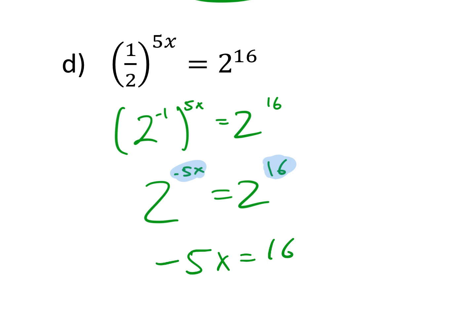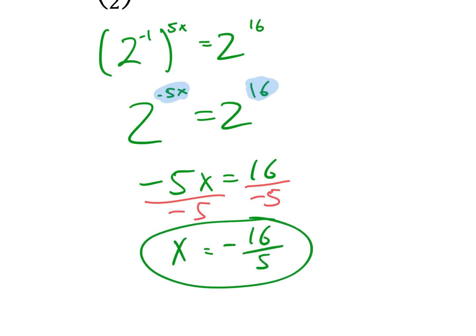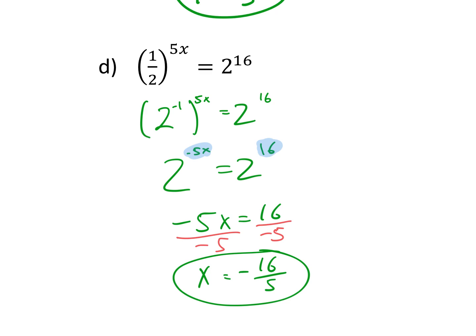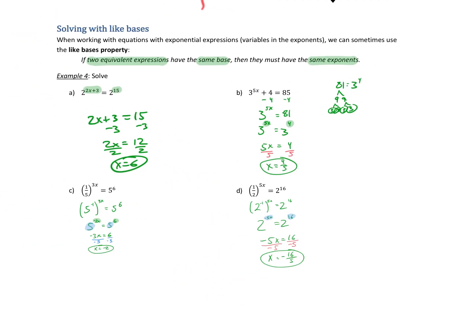All right, and divide by negative 5. 16 divided by 5 is 16/5. And since we're dividing by a negative, it's going to be negative 16/5. All right? That's the idea there. Okay? So if we can write both sides as the same base, then the powers must be the same.